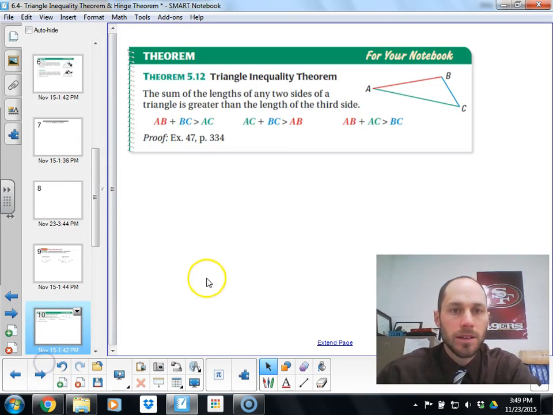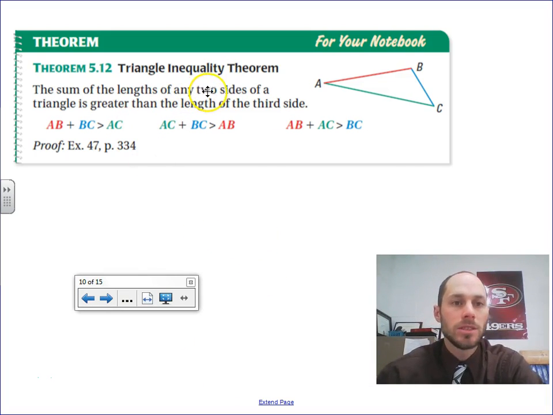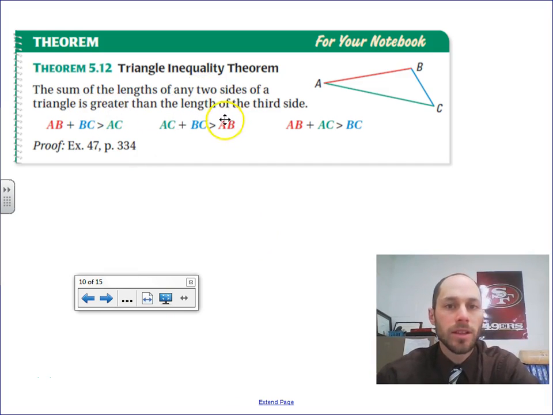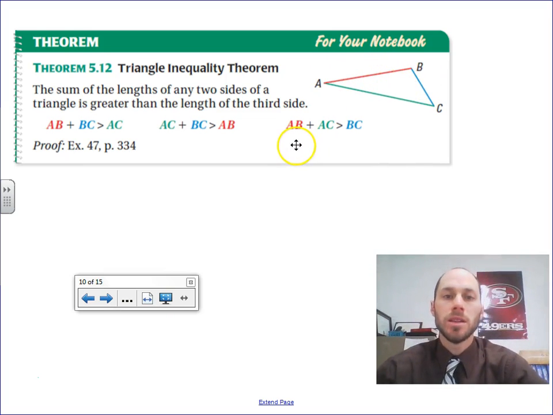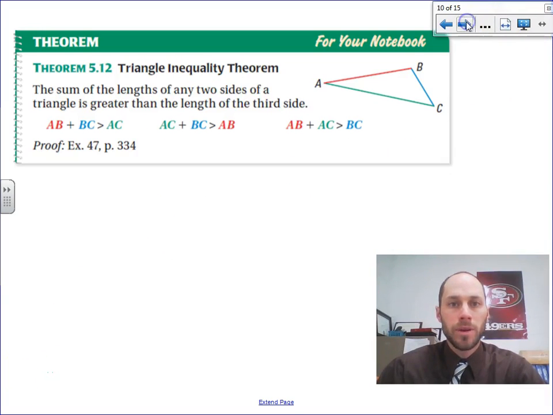Let's put that down in our notes here. The triangle inequality theorem: the sum of the lengths of any 2 sides of a triangle is greater than the length of the third side. So as I mentioned, 2 sides, AB and BC, need to be bigger than AC. And AC plus AB needs to be bigger than BC. And then AC plus BC needs to be bigger than AB. So any 2 sides need to be larger than the third side in order for all 3 to connect and form a triangle.